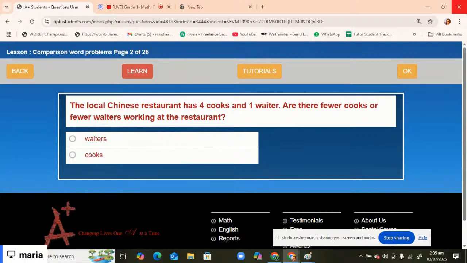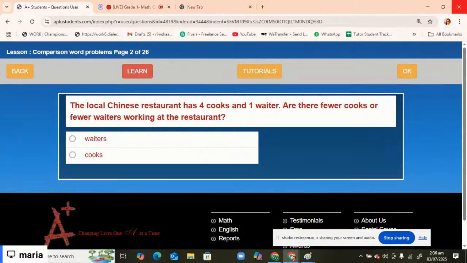All right, let's discuss this one. The local Chinese restaurant has 4 cooks and 1 waiter. How many cooks? These are 4. And how many waiters? Only 1. Are there fewer cooks or fewer waiters working at the restaurant? We are just going to find out which one is fewer. Cooks are fewer or the waiters are fewer.